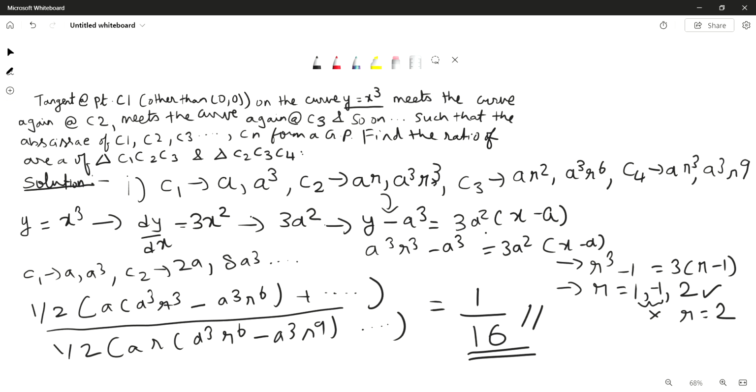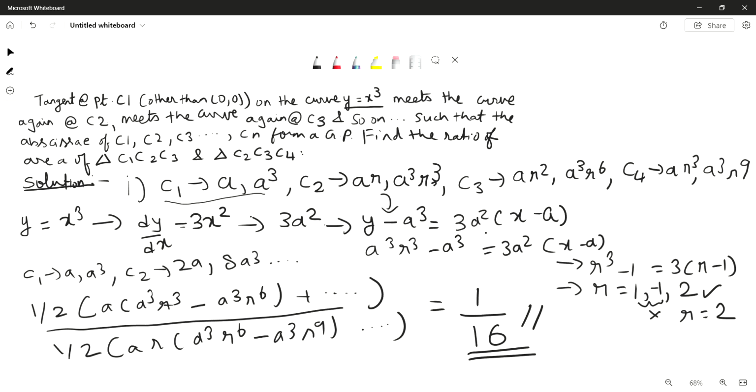So what is a GP? You would have studied that a GP is a series wherein there is a common ratio between consecutive terms, right? So here I assume C1's coordinates to be a and a cube. Why? Because if I consider the abscissa of C1 to be a, the ordinate will be a cube. What is ordinate? Ordinate is the y coordinate. C2 will be ar and a cube r cube.